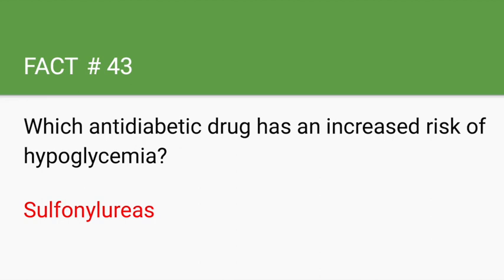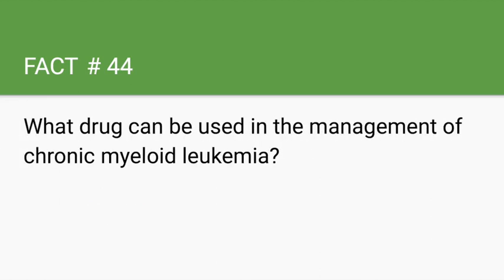Which drug can be used in the management of chronic myeloid leukemia? Imatinib. Imatinib is a tyrosine kinase inhibitor. And recall the translocation in CML. That is a 9;22 translocation. So if you want a quick review of these translocations, be sure to check out this video right here.